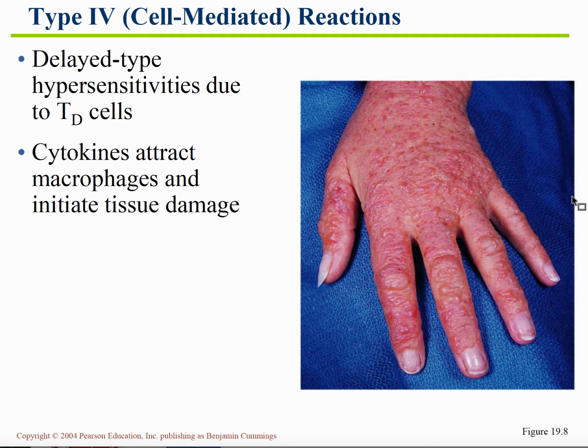Okay, so cytokines attract macrophages to the initial tissue damage. So originally something's happened and damaged the tissue. But this is not what your hand looks like when it first happened. What you're looking at here is a latex reaction. This person is having a response to latex gloves.